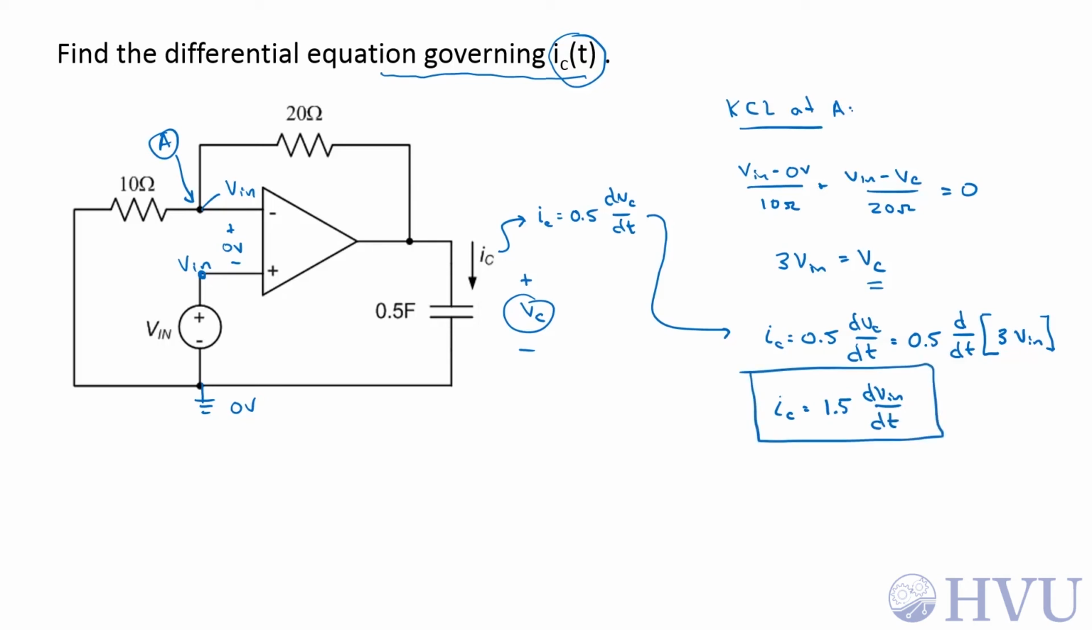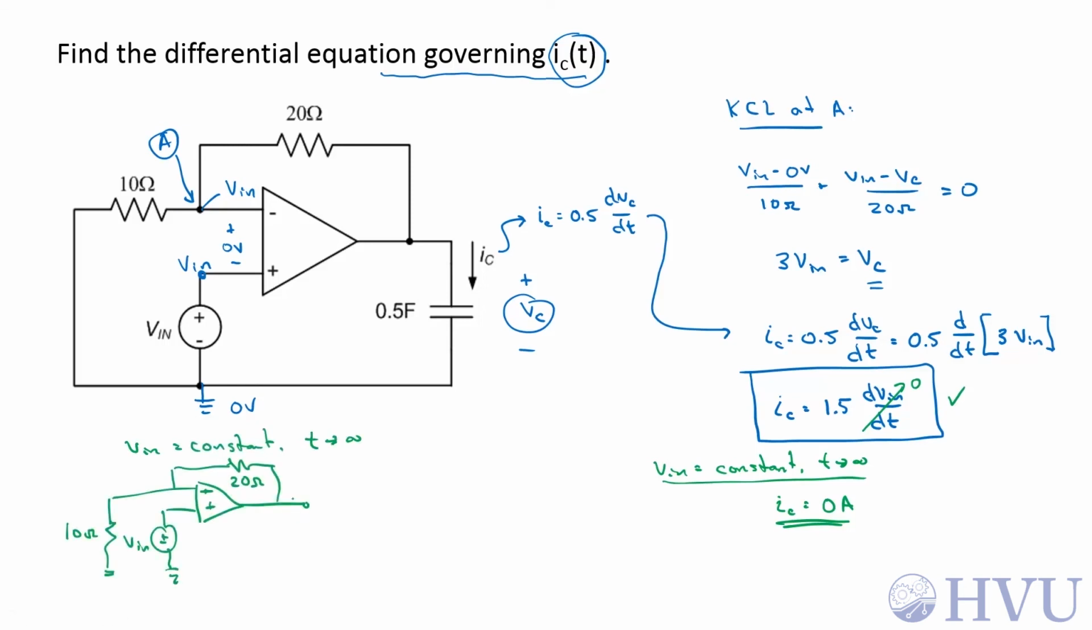Now this isn't required by the problem statement, but I'd like to check to see if this equation is right. So let's say Vn is a constant, and let t go to infinity. Well, if Vn is a constant, dVn by dt is 0, so in this case, I sub c is going to be 0 amps. In the original circuit, if Vn is a constant and I let t go to infinity, then as t goes to infinity, if everything's constant, my capacitor is going to look like an open circuit. So if the capacitor looks like an open circuit, I sub c will be 0, and that's perfectly consistent with what I got over here, so I can feel pretty good about this differential equation.